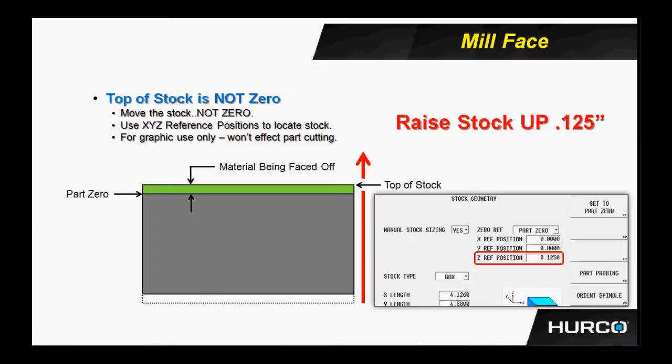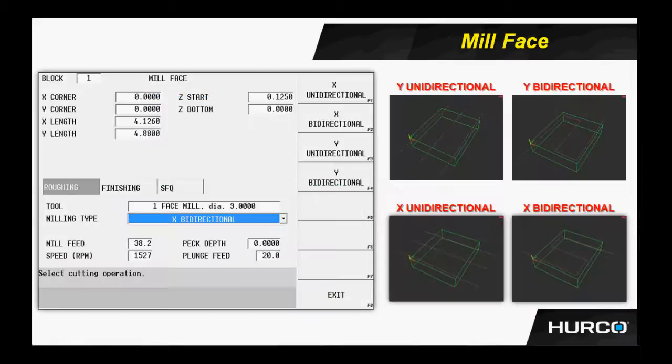Again, this does not affect the way the machine runs. And if you did not allow for this, it would run just fine. But we want to show graphics to be as accurate as possible, so we want to allow for that eighth of an inch if we can. Now here we see an example of the mill face. The X corner, Y corner, and the X and Y length are identical to the frame block. The Z start and Z bottom are also identical to the mill circle and mill frame. Going forward, Z start and Z bottom will work identically on all frames in the program. The only real difference on a mill face than on a mill frame is the milling type.